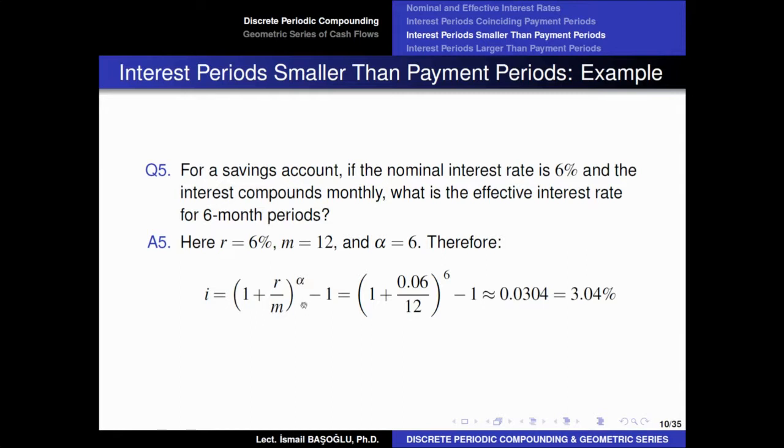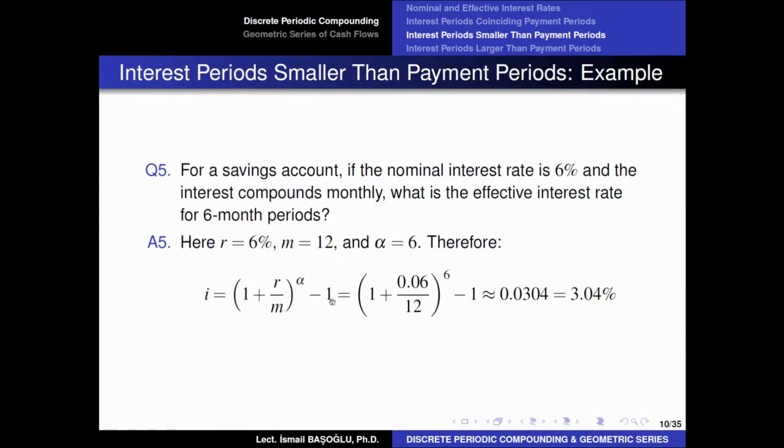Now this means in order to calculate the effective interest rate for 6 months, first you calculate the effective interest rate per month. So this is R over M. And 1 plus R over M is going to be the compound amount factor in a single month. In 6 months, there will be 6 compoundings. Therefore, if we take the power of 6 of this factor, you are going to get the 6-month compound amount factor.